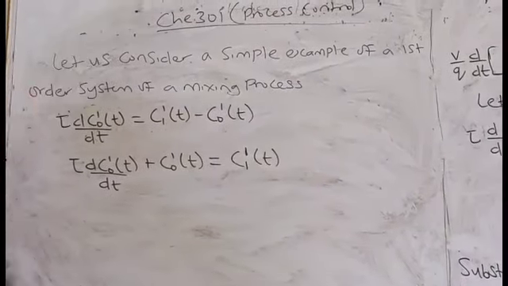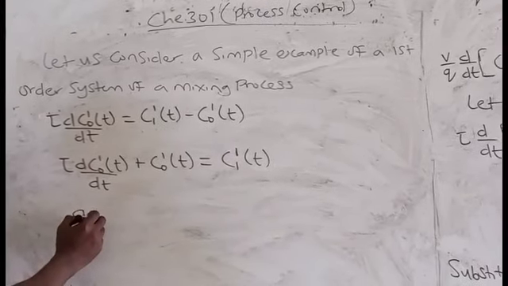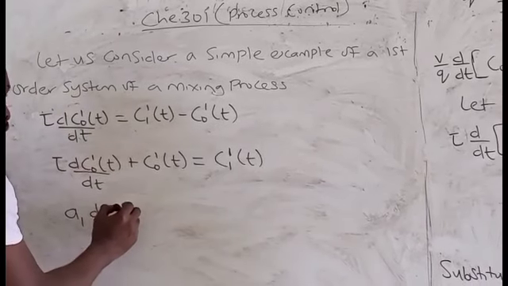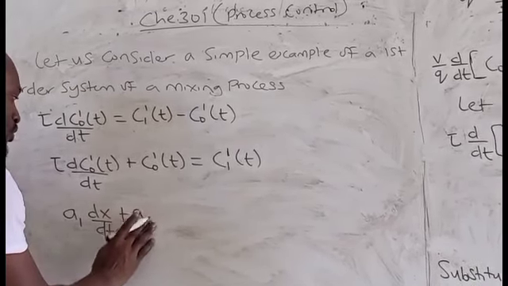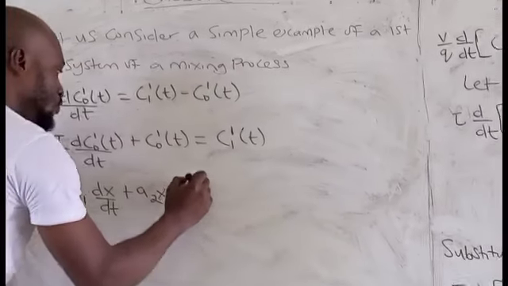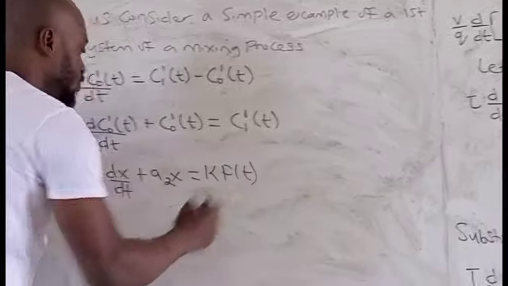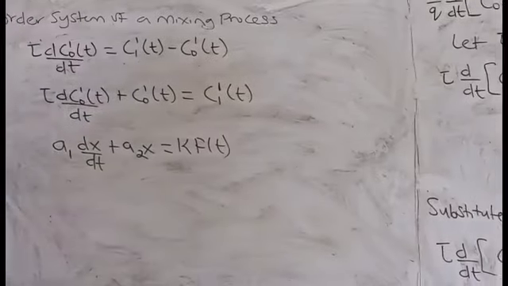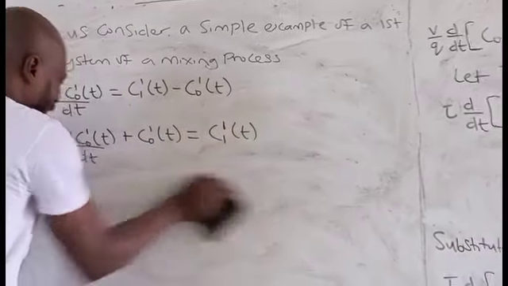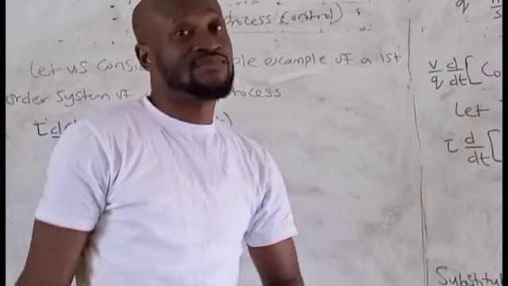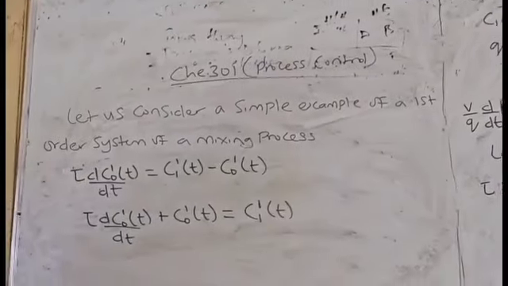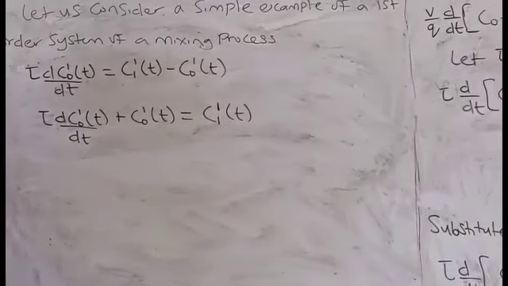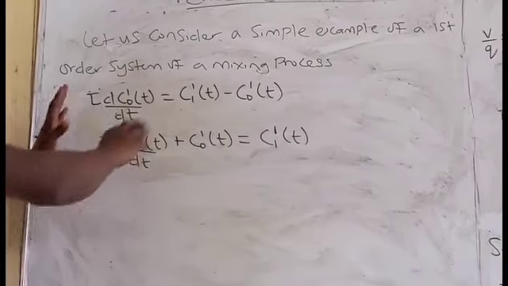And I told you that the equation must correspond to this equation, which is a1 dx over dt, that's x with respect to time, plus a2 x is equal to k multiplied by a function of t. So you see that this equation corresponds with this equation. Our aim in doing this is to obtain a transfer function. So what I'm doing now is to derive an equation, and the name of that equation is the transfer function.